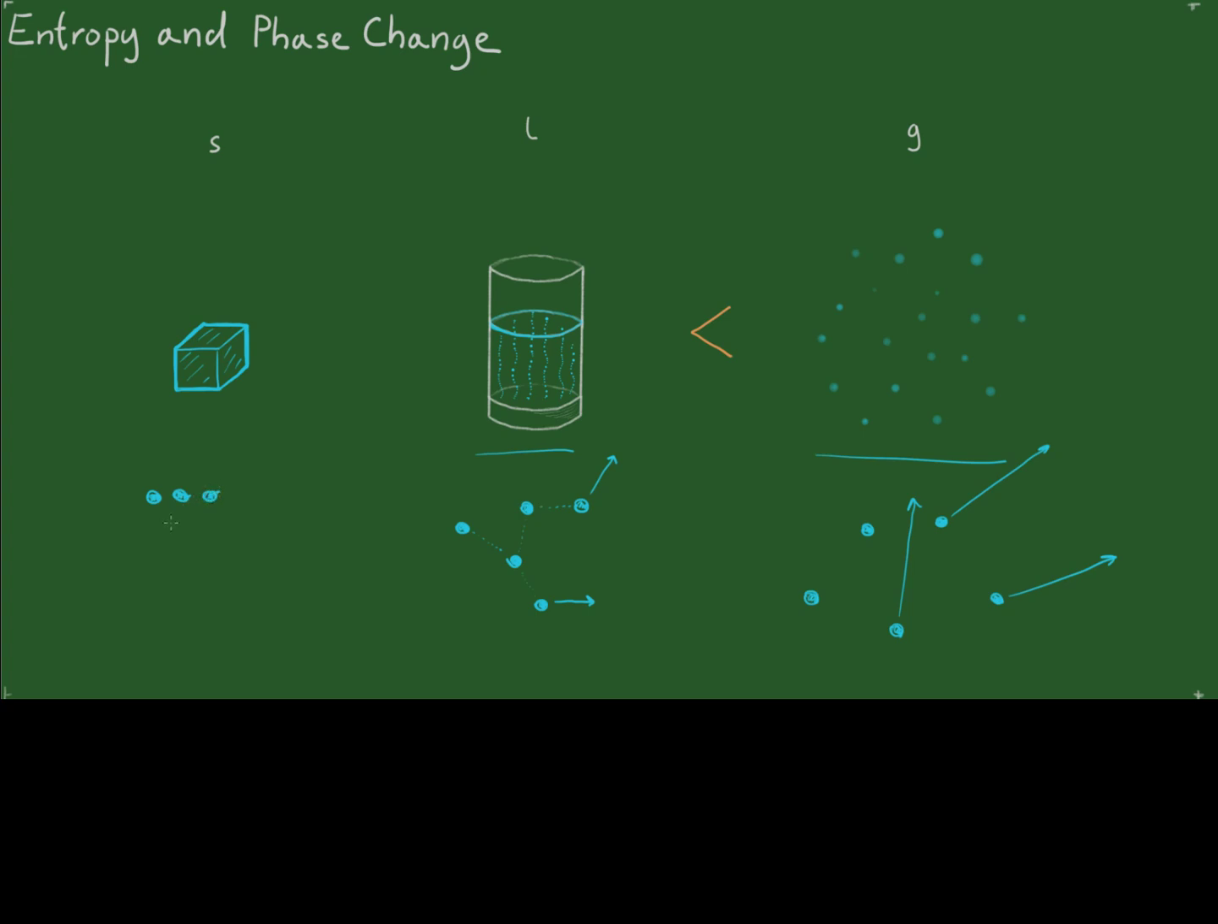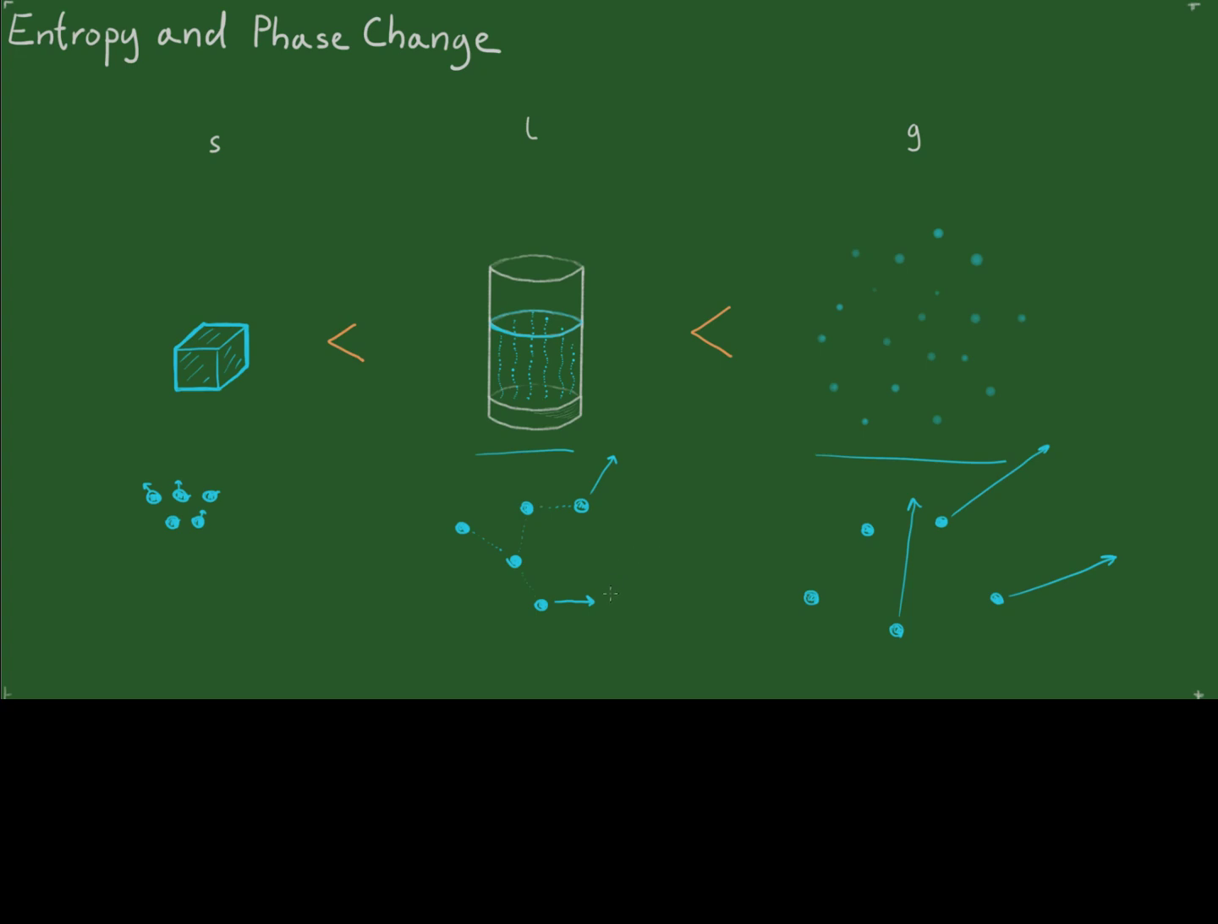Finally, if we look at the solid, the molecules there are even closer together. They are packed in some sort of lattice structure. And they can stretch a little bit and they can vibrate, but their freedom of movement is rather limited. As a result, the number of states available to the solid phase is limited as well. So we can say that the entropy of the solid phase is far less than the entropy of the liquid phase.